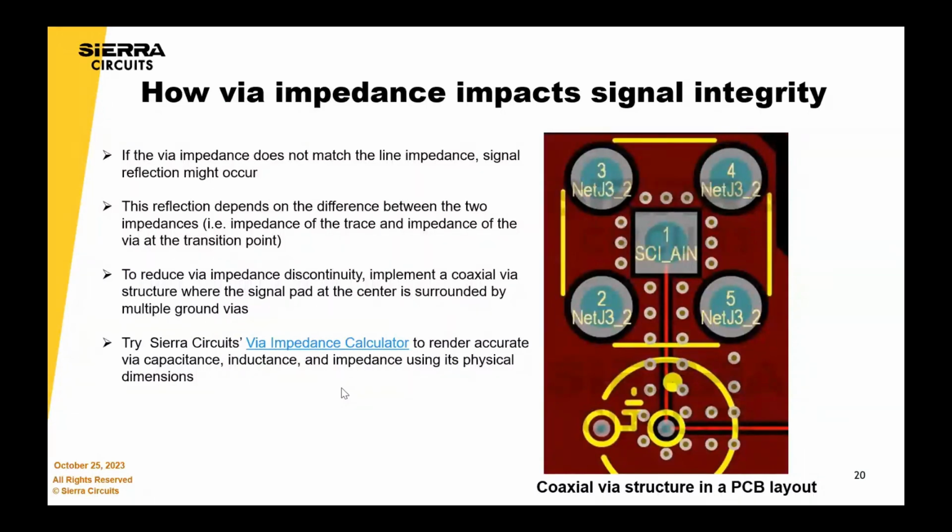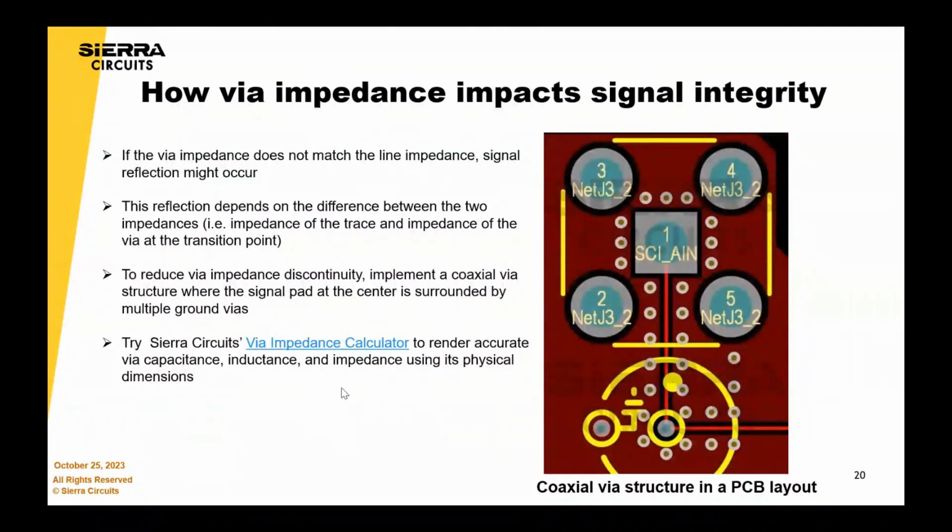So how does via impedance impact signal integrity? If the via impedance does not match the transmission line impedance, the signals passing through the via may reflect back. The magnitude of this reflection depends on the difference between the impedance of the trace and the impedance of the via at the transition point.